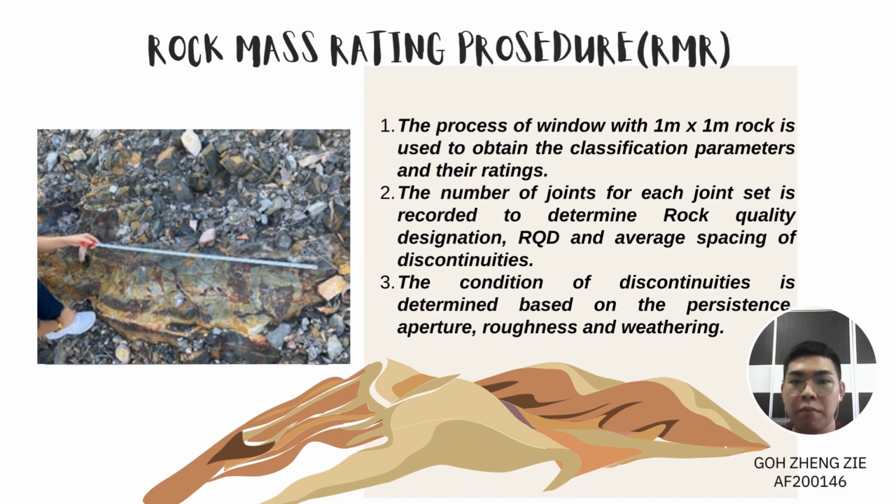My name is Goh Zeng, matric number AF200146. Today I would like to present the rock mass rating method in our project. First, a window of 1 meter by 1 meter of rock is used to obtain the classification parameters and their ratings. Second, the number of joints for each joint set is recorded to determine rock quality designation and average spacing of discontinuities. Third, the condition of discontinuities is determined based on the persistence, aperture, roughness, and weathering.